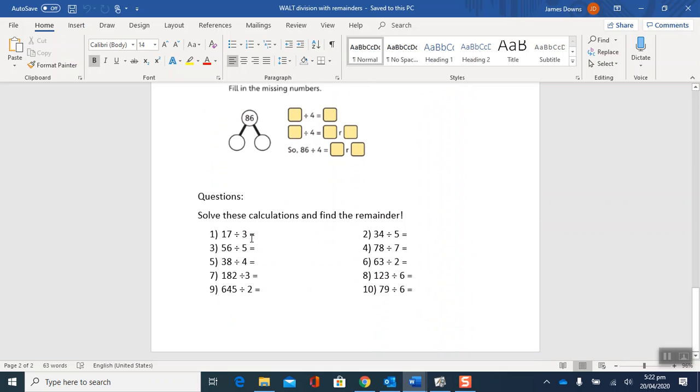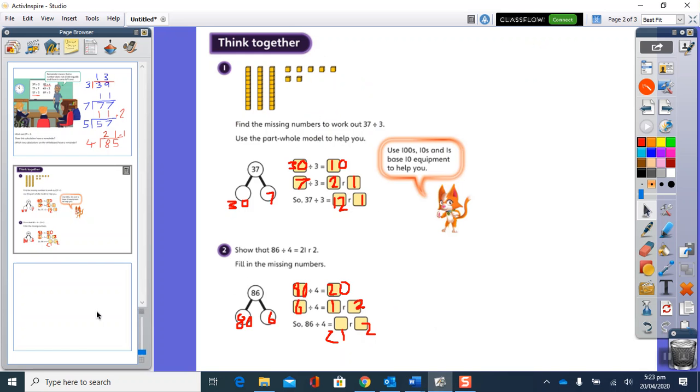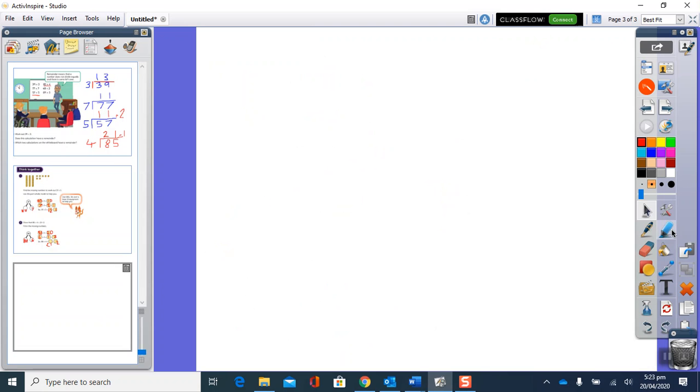Okay, right, now your task for the rest of this is simply to have a go at doing some of these here. So solve these calculations and find the remainder. Now you can choose to do the part-whole model or the short division option, and so I'll just show you how I would do one. So I'll just go on to here again, do a quick reminder of how we do these, and I'll do quite a challenging one just to show you how they work. So I've got a wonky one like that.